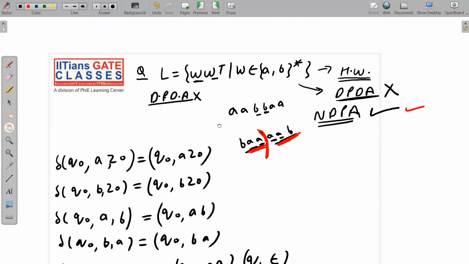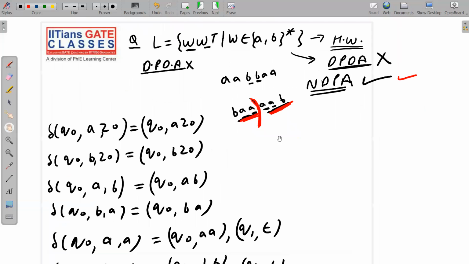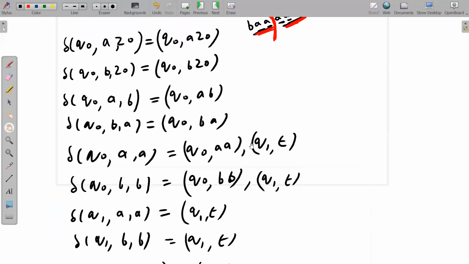So we have constructed an NDPDA. We are not able to construct a DPDA. Why are we not able to construct a DPDA? Because without choice we cannot make it, because we do not know when W is ending and W transpose is going to start. That's it. So I hope I have made the point clear to all of you.